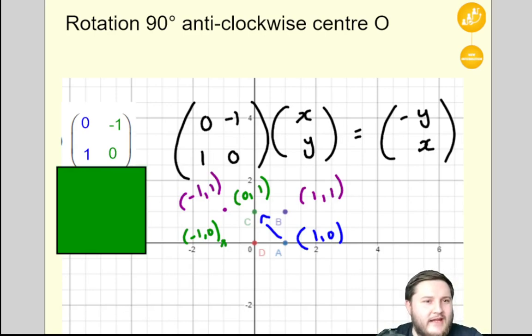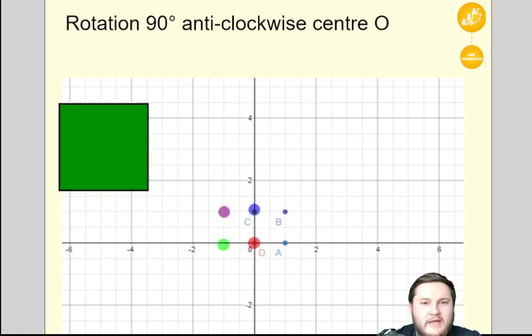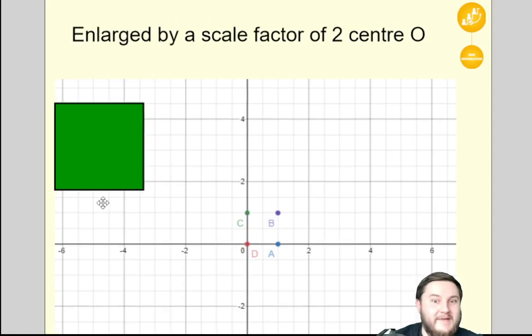So I think there's maybe one more. So this one here, right? Enlarge by scale factor 2, centre 0. So scale factor 2 means everything gets 2 times bigger from the centre of enlargement. Well, obviously, D is still invariant because it's on the centre of enlargement.